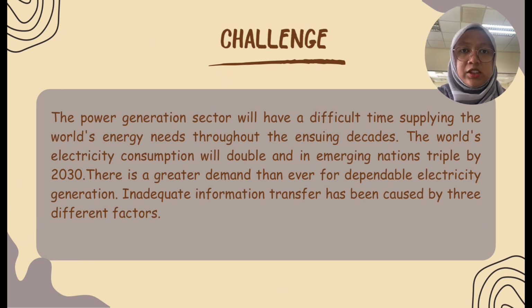The capacity to maintain complicated power plant equipment is one of the key obstacles to the production of reliable power. Having access to industry-specific knowledge is vital for maintenance. For numerous reasons, there is no access. This indicates information transfers have been affected by three different factors.